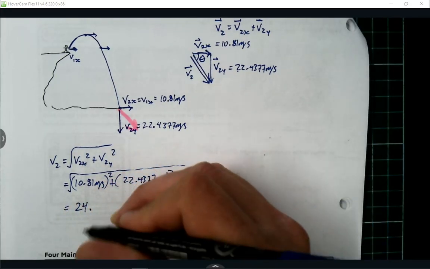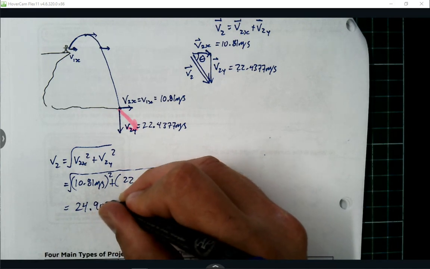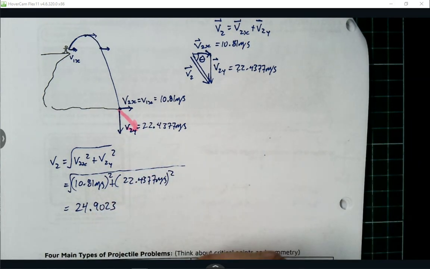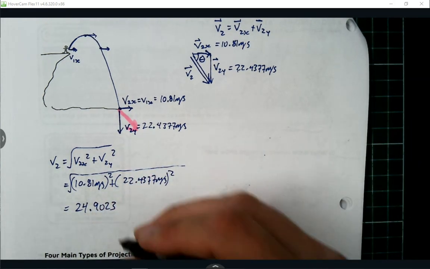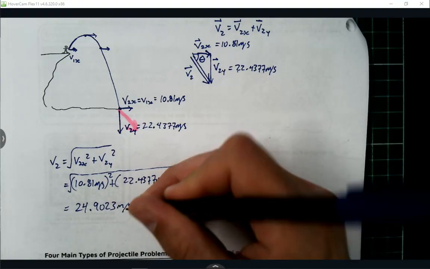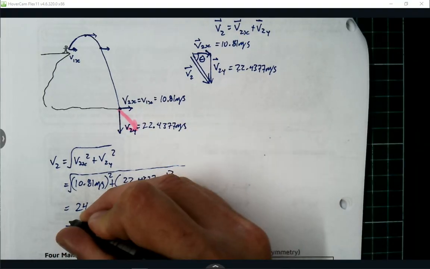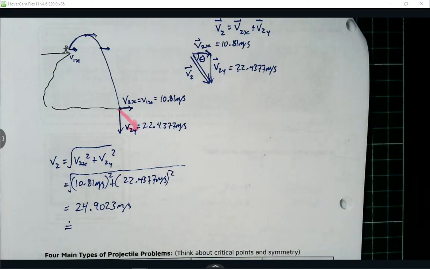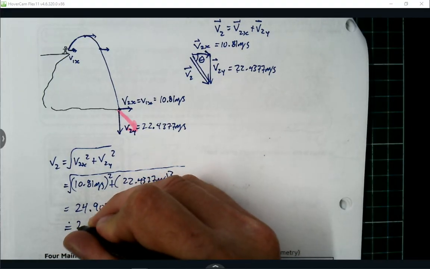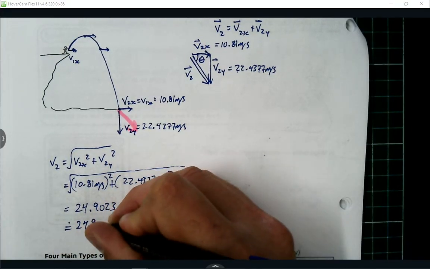24.90323. Way to leech off of somebody else's quick draw. I like it. All right, meters per second. So then we're going to round that off to, oh gosh, it looks like we only have 3 significant figures, right? 24.9 meters per second.